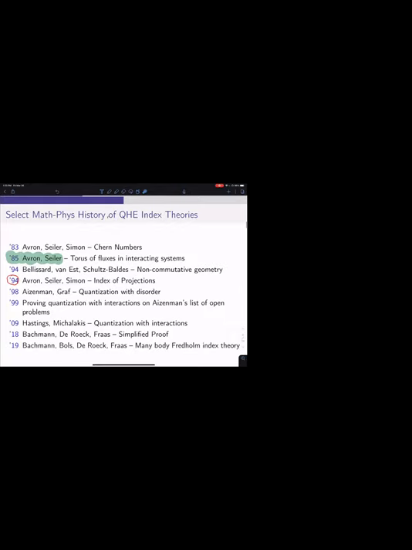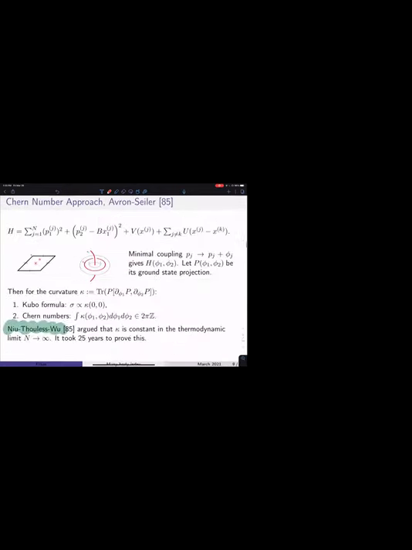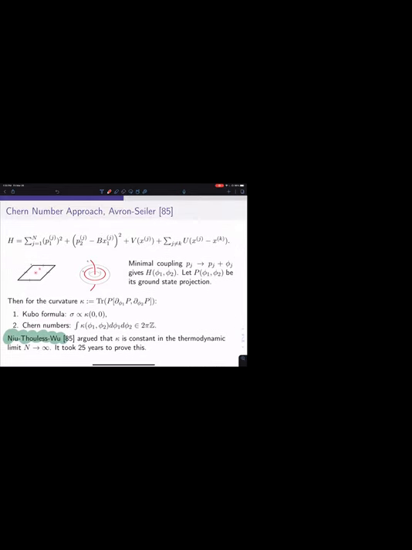Okay, so that was what I wanted to talk about for the first paper, and now I will talk about this work of Avron and Seiler, and also the work of Niu, Thouless and Wu. So this was a Chern number approach for interacting systems. So we take a Hamiltonian. Now this is a Hamiltonian for n electrons on a torus with a magnetic field piercing the torus and some potential and interactions. So it's a full model.